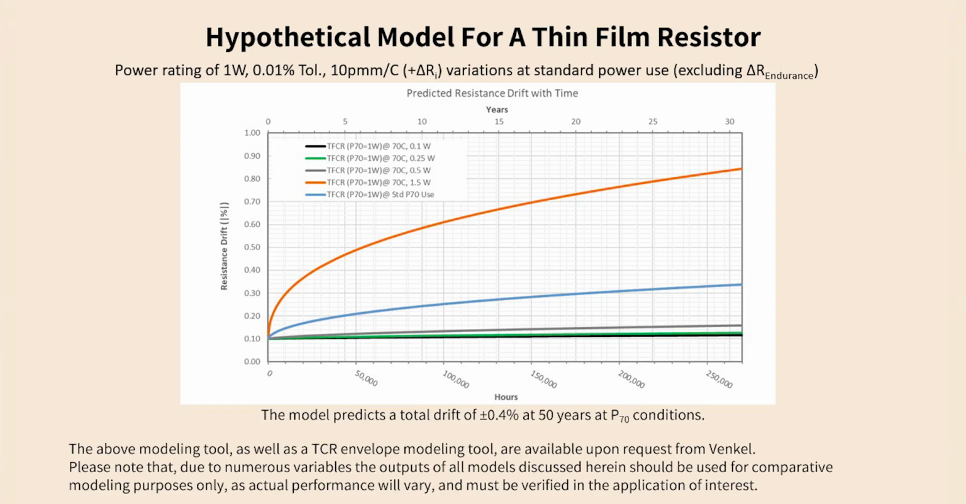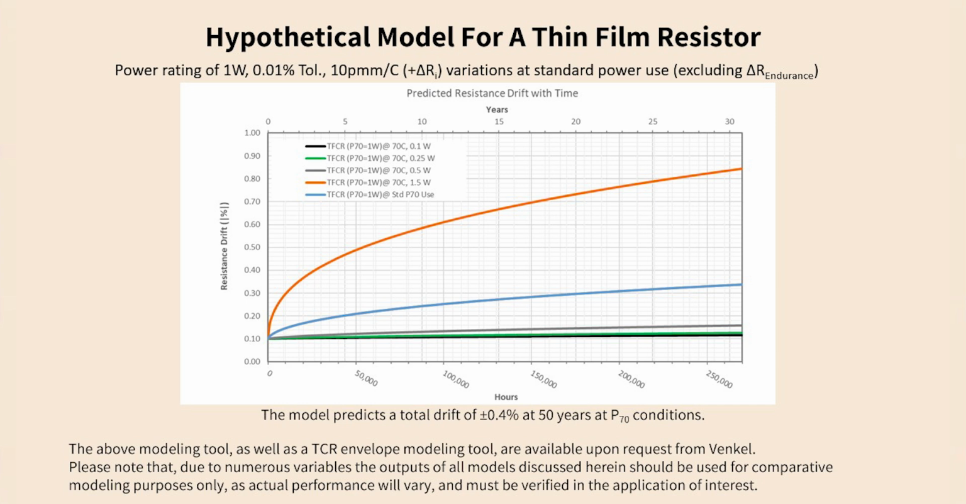This graph represents a hypothetical model predicting resistance drift over time for a thin film resistor under controlled conditions. The example assumes a power rating of 1 watt, tolerance of 0.01%, and a TCR of 10 ppm per degree C. The model excludes long-term effects such as endurance drift to isolate the impact of standard power use. At 50 years, the model predicts a total drift of approximately plus or minus 0.4%, demonstrating the stability of thin film resistors even under extended operating times.